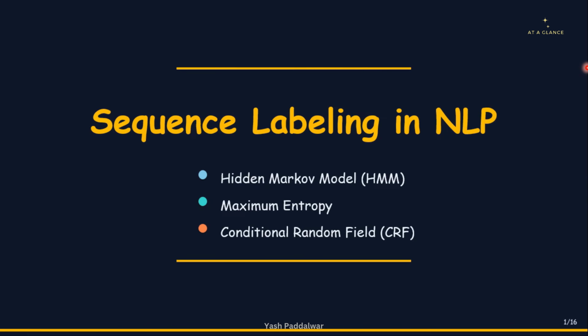In this particular video, we'll be looking into a very important concept called sequence labeling in natural language processing. Sequence labeling is used in many NLP tasks such as POS tagging, named entity recognition, or information extraction. In this video, we'll be looking into the three classical models for sequence labeling. The very first is HMM, that is hidden Markov model. Second is maximum entropy, and the very third is conditional random field, that is CRF. So I hope you all are excited. So without further delay, let's start.